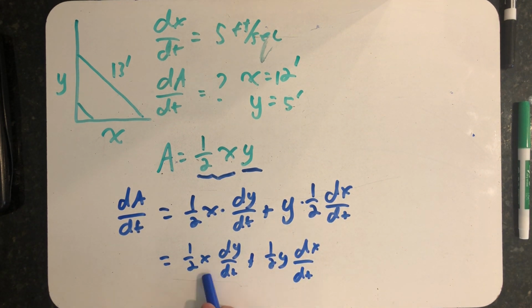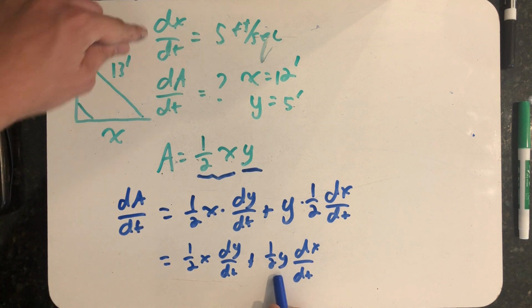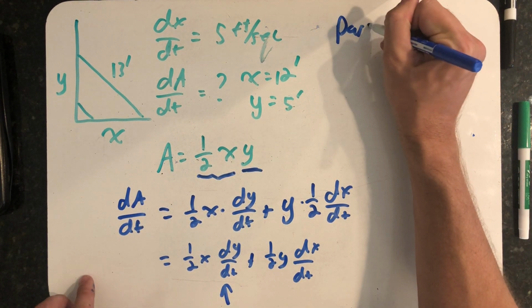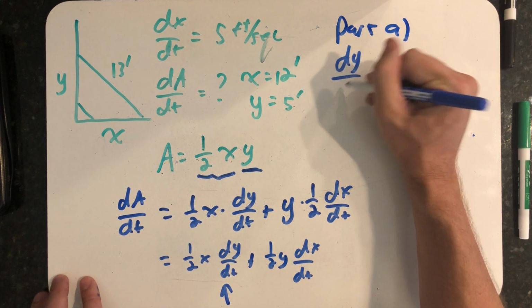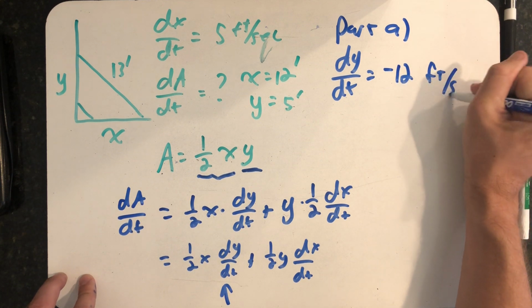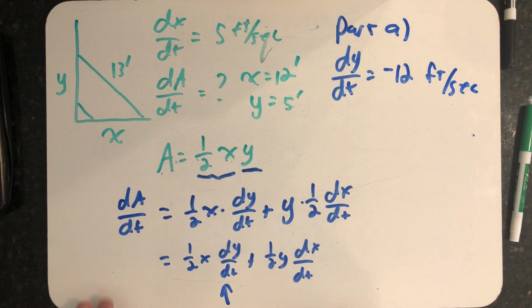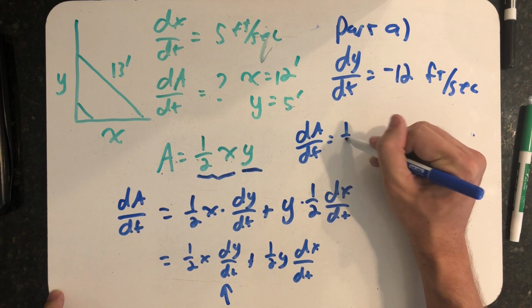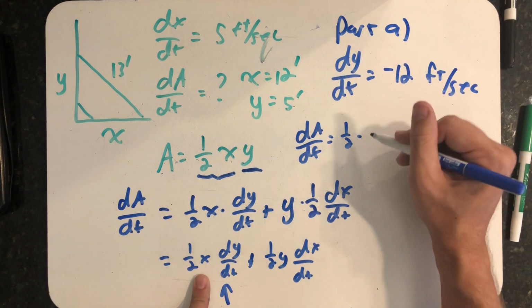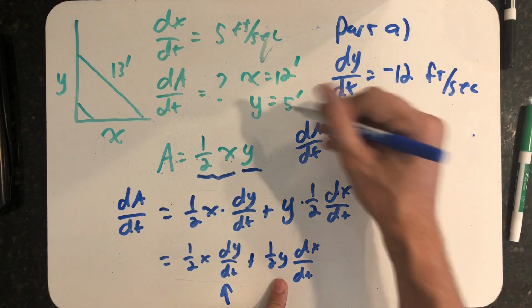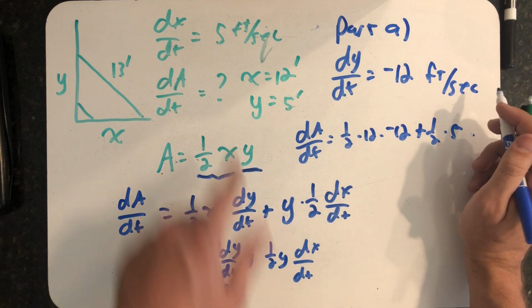I have a value to plug in for x, I have a value to plug in for y, I have a value to plug in for dx dt, and I need to know dy dt, and I'm very fortunate that in part A of this problem, we found dy dt at the same moment in time to be minus 12 feet per second. So I have something to plug in all of the right spots to find dA dt at this moment in time. So I have 1/2 times x times dy dt plus 1/2 y times dx dt.